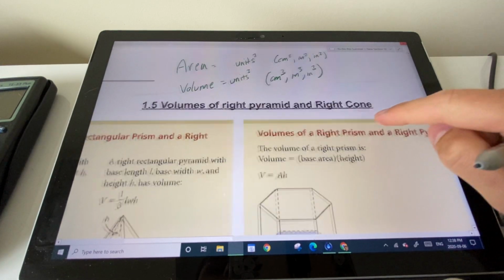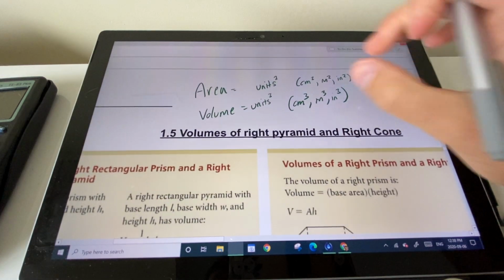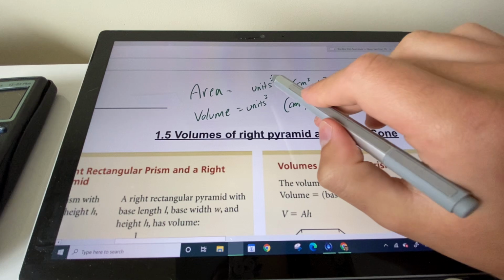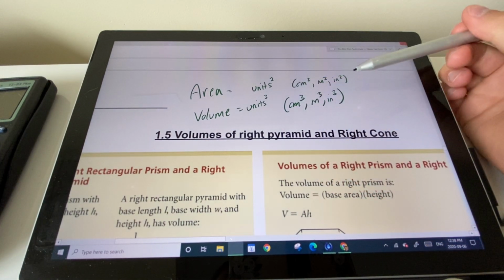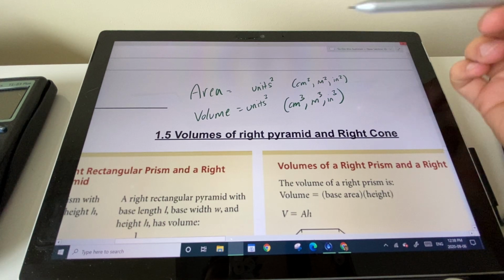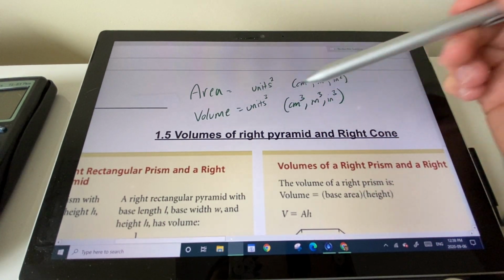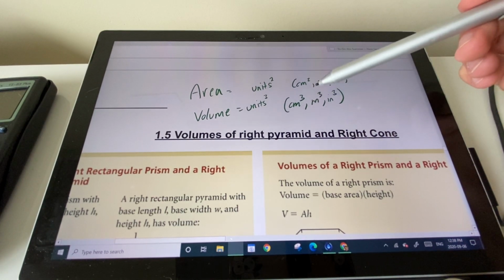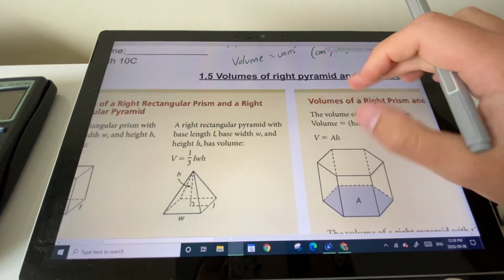Okay, students, we are now on 1.5, which is the volume of right pyramids and right cones. Something to remember is that with area, your units are squared. So if you're dealing with centimeters, it's centimeters squared, meters, it's meters squared, inches, it's inches squared, and so forth. Volume is different. It is cubed, because we're talking about the amount of cubes that can fit inside an object. That's centimeters cubed, meters cubed, inches cubed, okay?